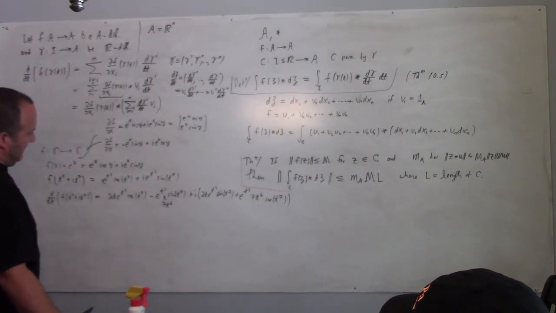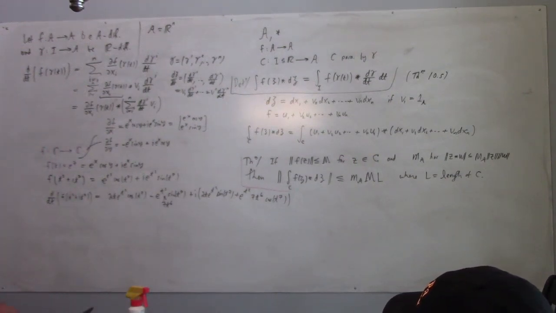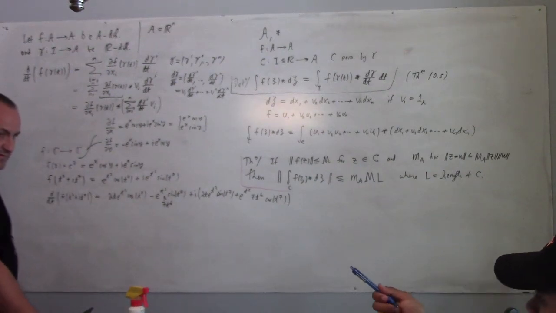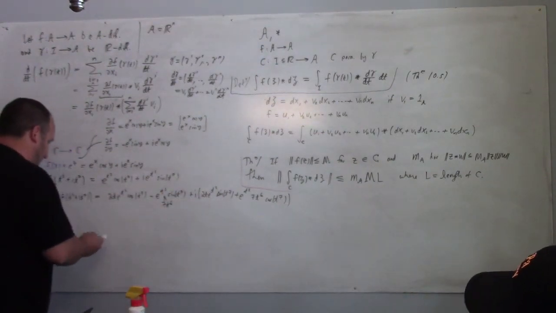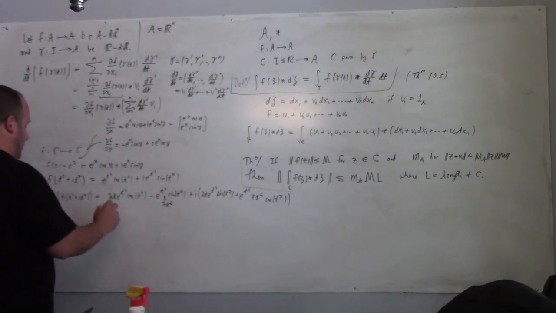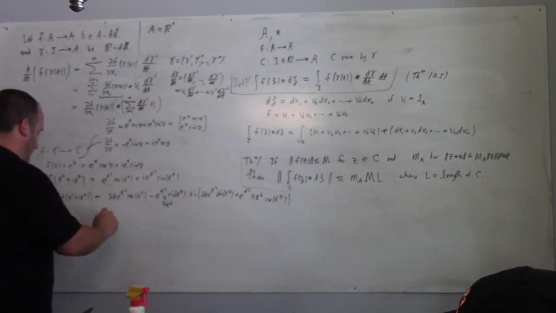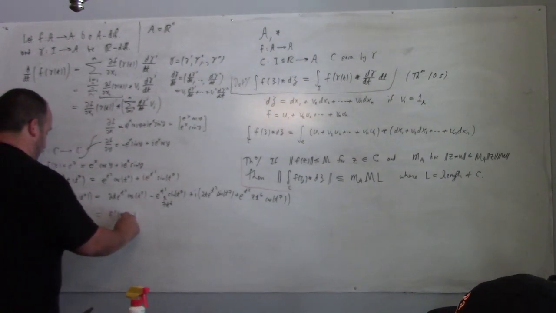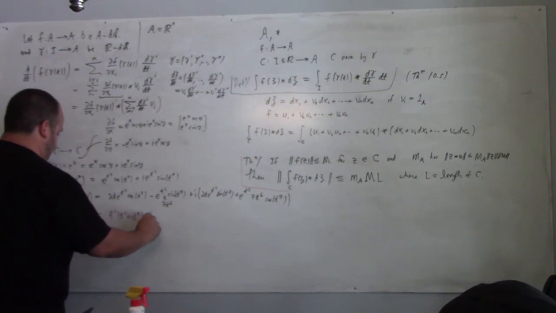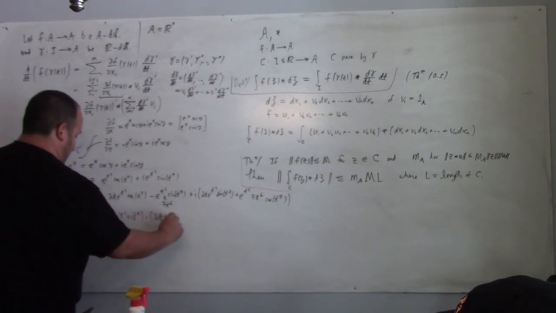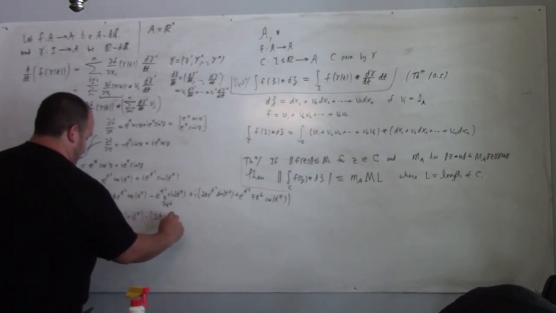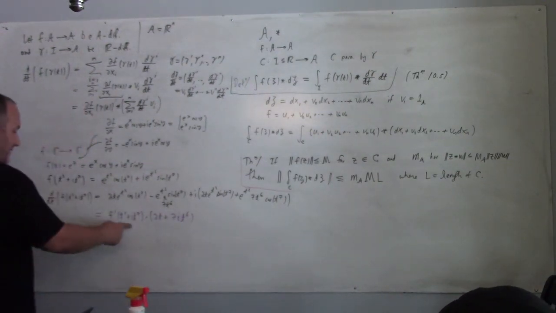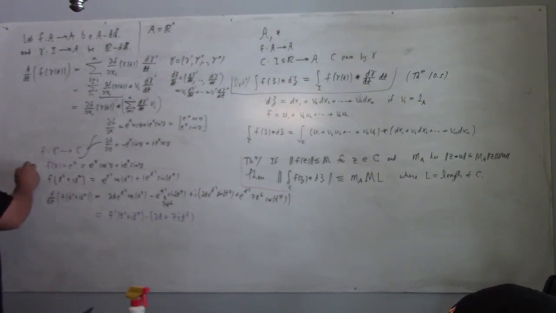and I hate to erase this example, but you can get rid of the following. If you tilt your head and squint, you could see it as being f prime of t squared plus i t to the 7th, times parentheses 2t plus 7i t to the 6th. Now the f prime, in this case, f prime of z is literally the same as f.